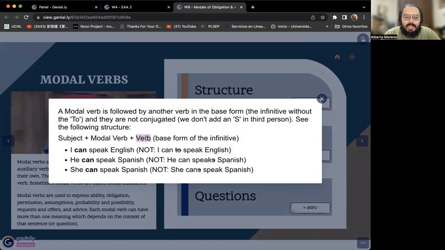Examples: I can speak English. He can speak Spanish. She can speak Spanish.